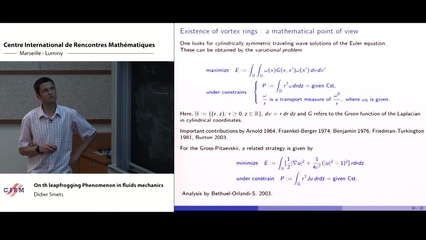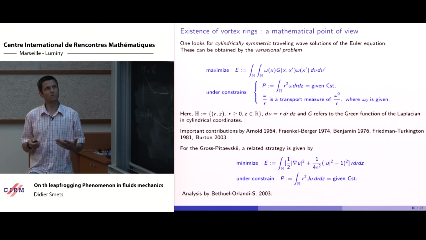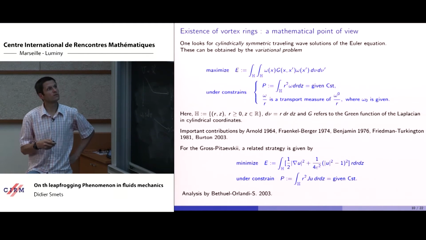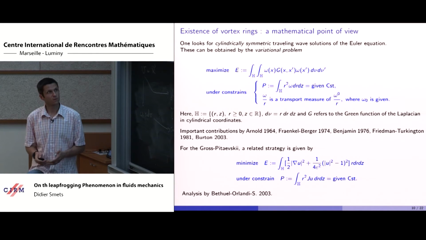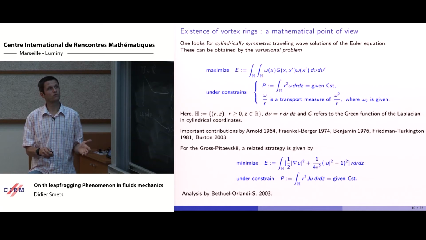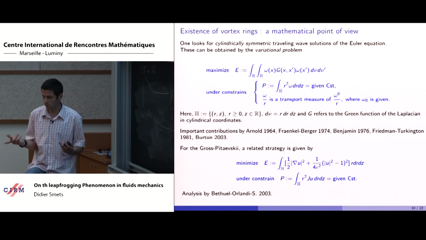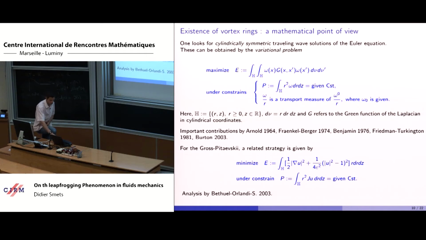Now you minimize the Gross-Pitaevskii energy under a momentum constraint. And so there is an analogy between Euler and Gross-Pitaevskii, but it's not a complete analogy, in the sense that where one is a maximizer, the other one is a minimizer. But remember also that there are additional degrees of freedom in Gross-Pitaevskii with respect to Euler. Okay, but still we have a well-posed problem. We have minimizers to this problem, and those minimizers are exact traveling wave solutions of the Gross-Pitaevskii equation.